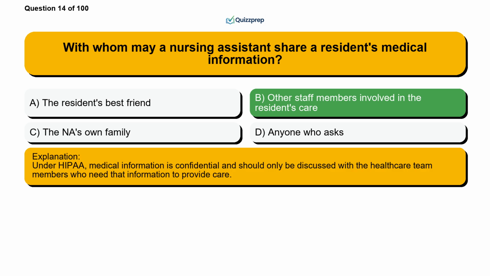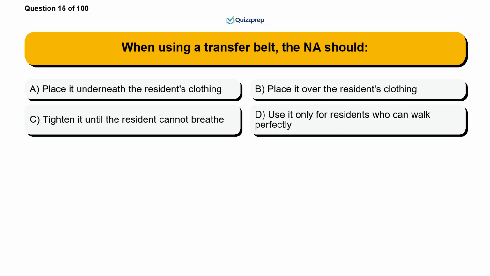Under HIPAA, medical information is confidential and should only be discussed with the healthcare team members who need that information to provide care. Question 15. When using a transfer belt, the NA should: Option A, place it underneath the resident's clothing. Option B, place it over the resident's clothing. Option C, tighten it until the resident cannot breathe. Option D, use it only for residents who can walk perfectly.